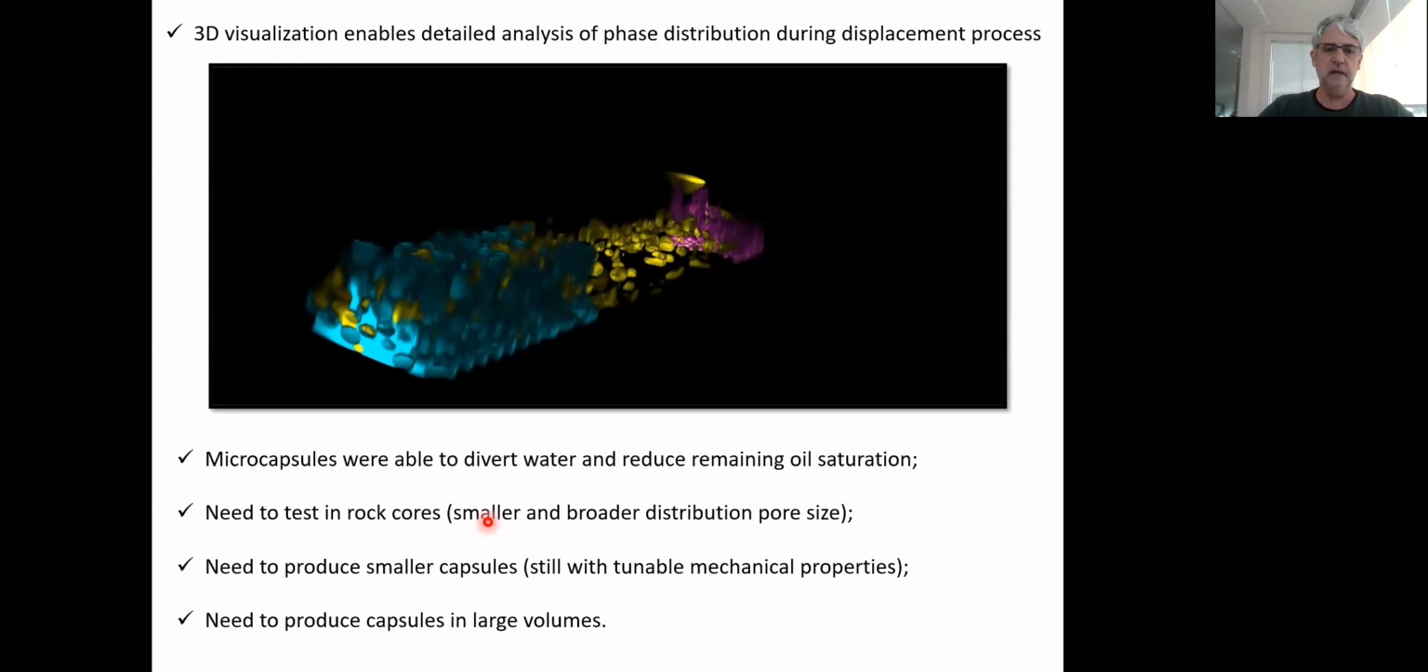We need to test this much further. First is to test that in rock samples. So this was a model porous media, and the pore throat size was fairly large if you compare to a reservoir rock. So we need to be able to make these tunable mechanical capsules in a smaller size than what we are making now. We are making now between 90 and 100 micrometers. That's the smallest size we can make. And we need to get down to around 10 micrometers. And also we need to make these capsules in a large volume so we can actually use them in a reservoir.